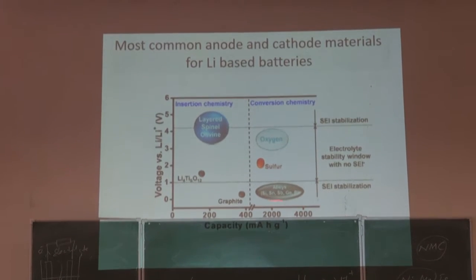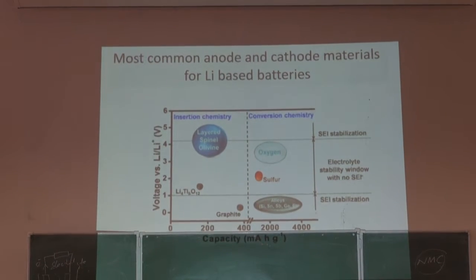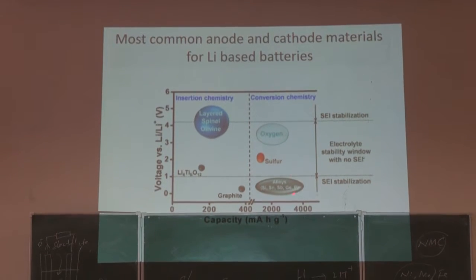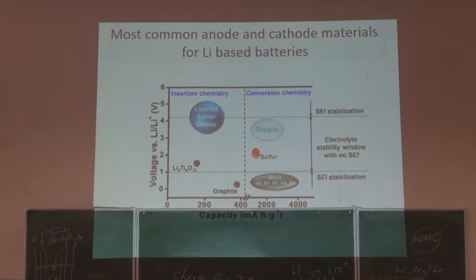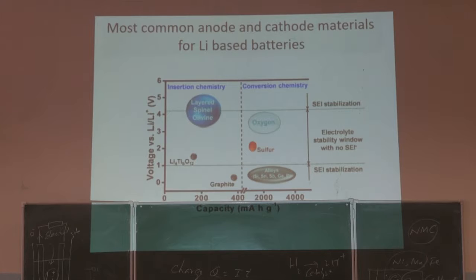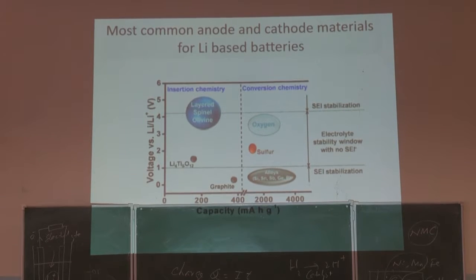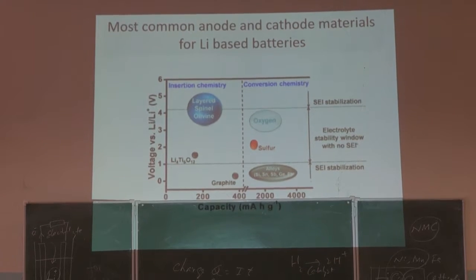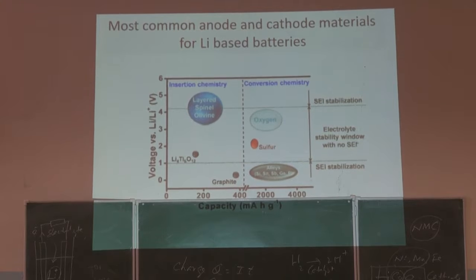If you want to increase the capacity, you should replace graphite with some of these, right? The problem is they are not intercalation, they are reactions. When they react, their volume expands hugely. For silicon, for example, the volume expansion is about 280%. That's huge, right? So in the first cycle, very good capacity, it expands, and when you take the lithium out, it just collapses.